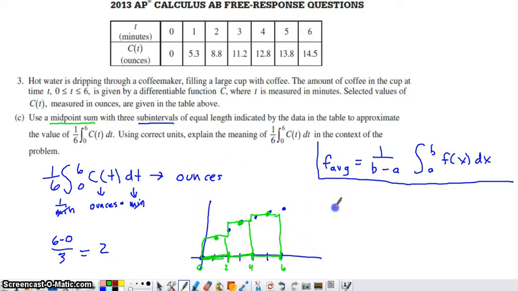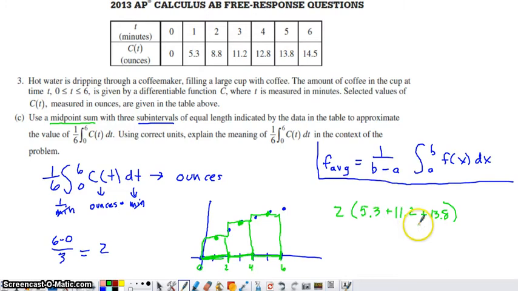Those 3 rectangles are all going to have widths of 2. So if I'm doing the area of them, I'm going to have 2 times the height of the first one plus 2 times the height of the second one plus 2 times the height of the third one. If I factor 2, the common width, out of each individual area calculation, the height of the first one comes from c of 1, the midpoint of the first subinterval, so that's 5.3. I'm going to add the area of the second one, and the height of the second one comes from the function evaluated at 3, which is 11.2, and then the third one comes from the function evaluated at 5, which is 13.8.